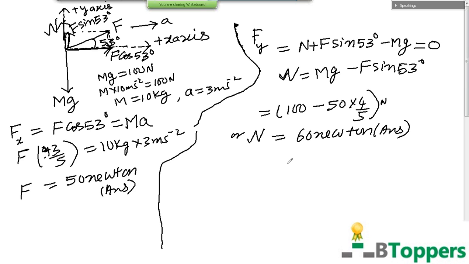You are asked to find magnitude of the force on floor by the block. From Newton's third law, magnitude of the force on floor by the block is same as the magnitude of the normal reaction force on block by the floor, which is equal to 60 Newton. So for second part of the question, answer is 60 Newton. So with this we have finished the problem.